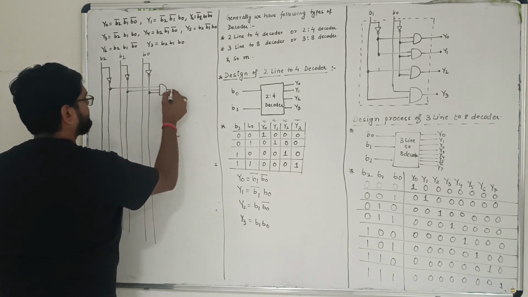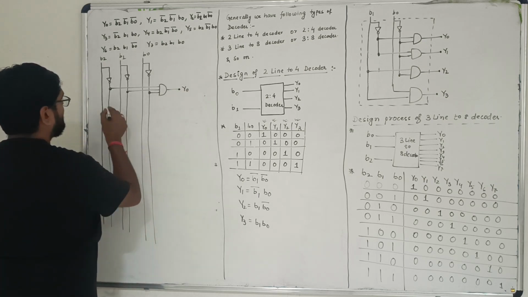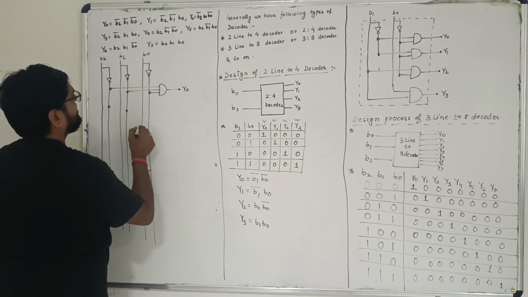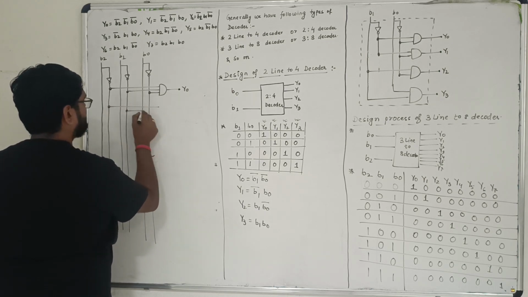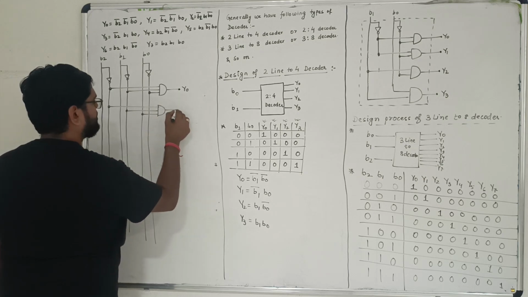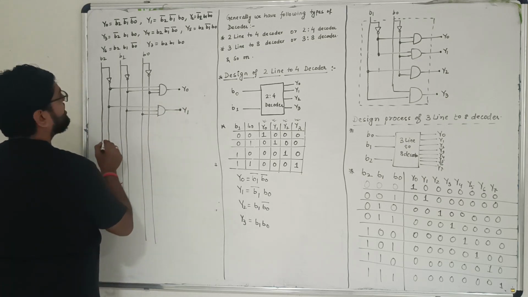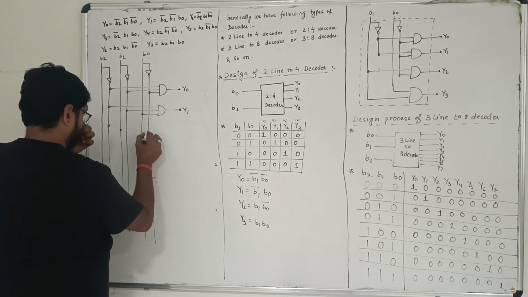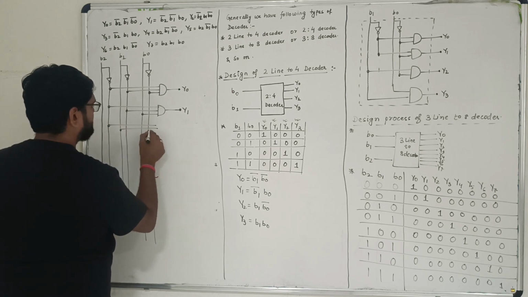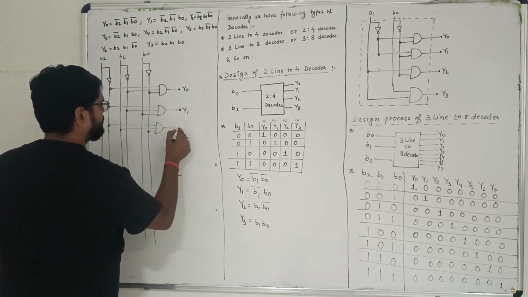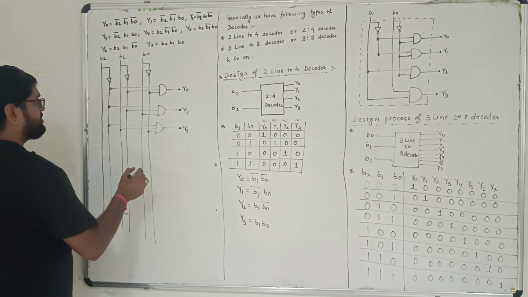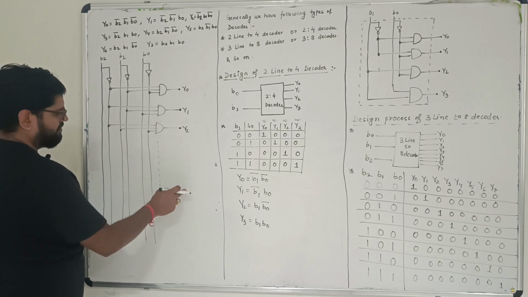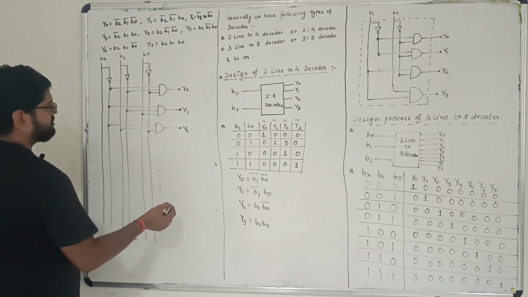Use an AND gate. This is the first output, that is y0. Similarly, b2 bar, b1 bar, b0. Use an AND gate. This is your second output, y1. Similarly, b2 bar, b1, b0 bar. Have that connection. Use an AND gate. This is your y2. Now in a similar process, you will go on doing it up to y3, y4, y5, y6 and y7.